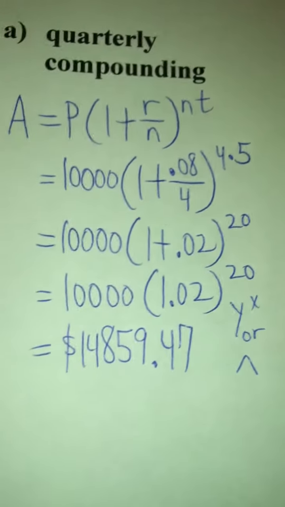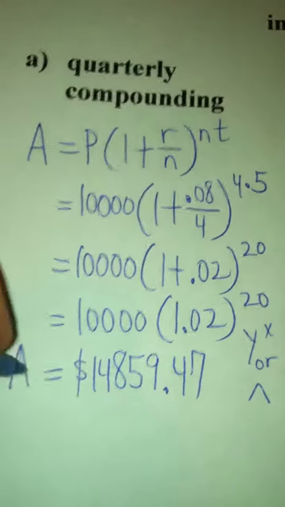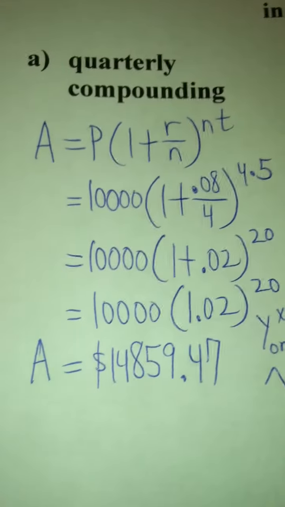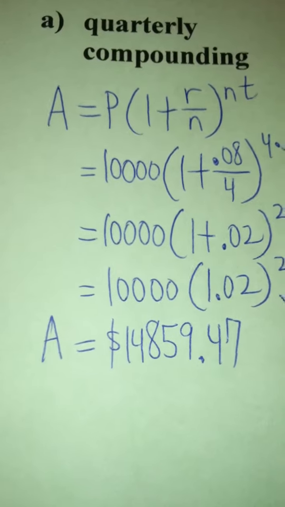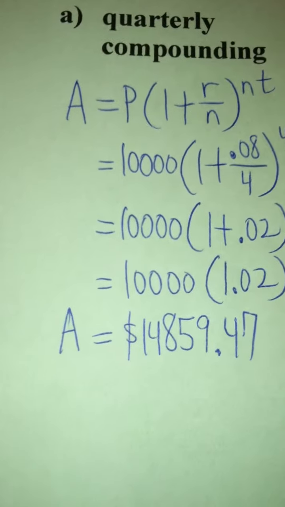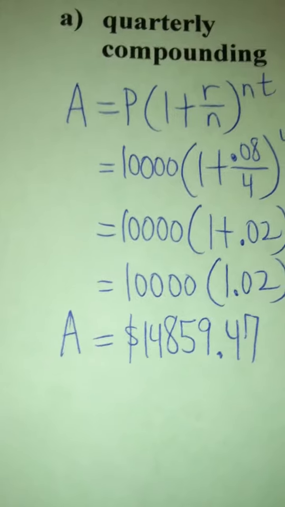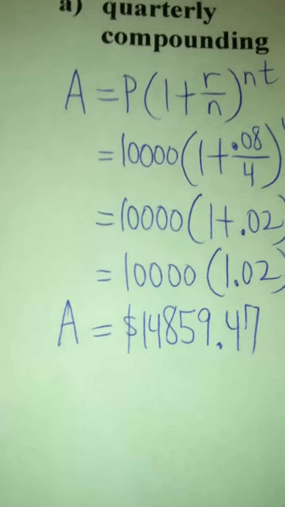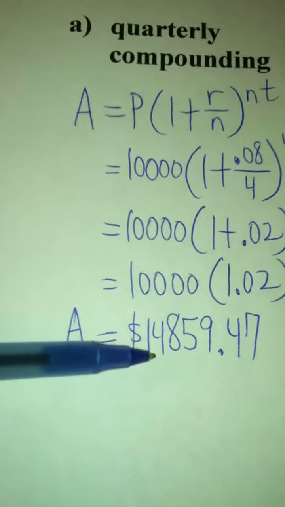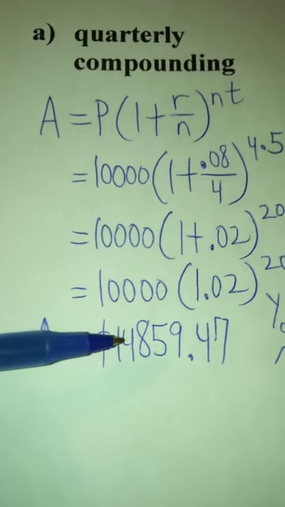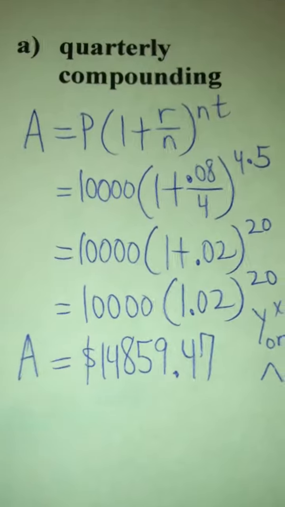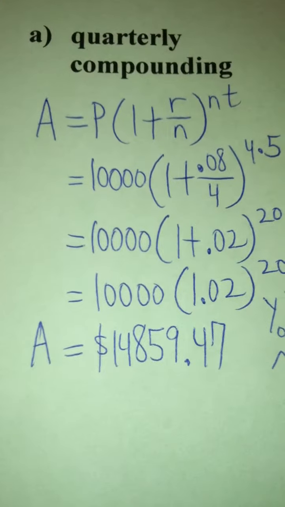And I rounded this to the nearest penny, but look in your textbook and your ebook. The directions might ask you to round to the nearest whole dollar. So watch out for different directions. So this is the amount that is in the account after 5 years if the account was compounded quarterly.